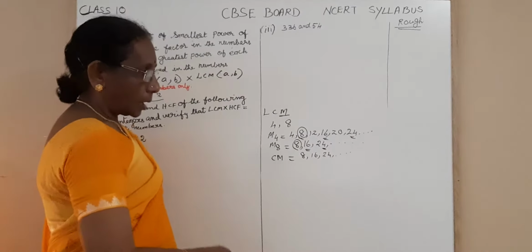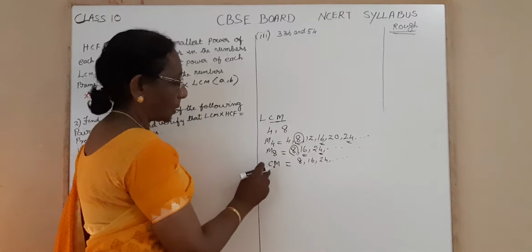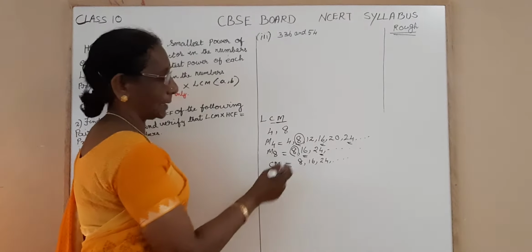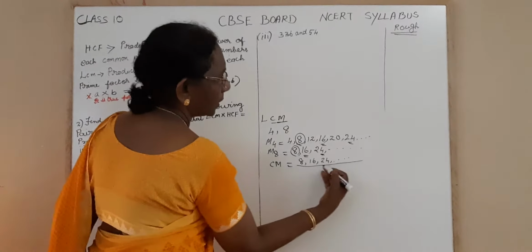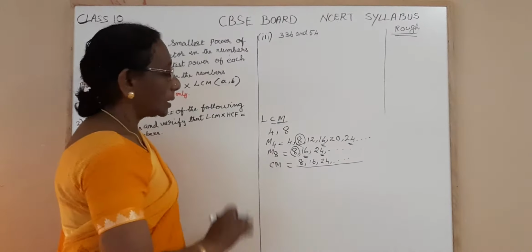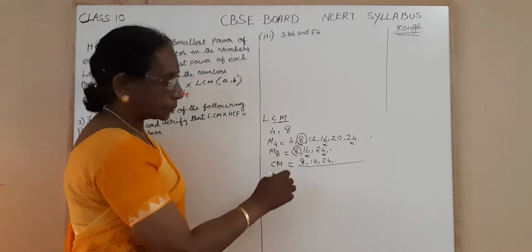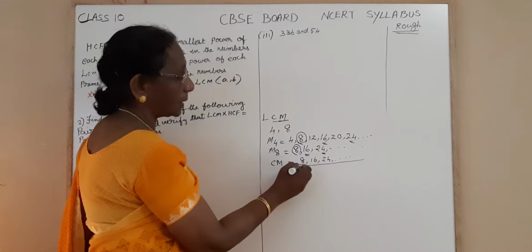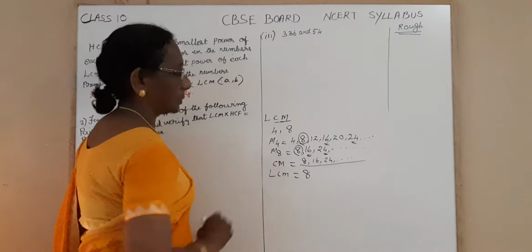We have written the multiples, then the common multiples, and then the LCM. L means least. Among these, you can write infinitely many common multiples, and among these, which is the least common multiple? It is 8. So the LCM is equal to 8.